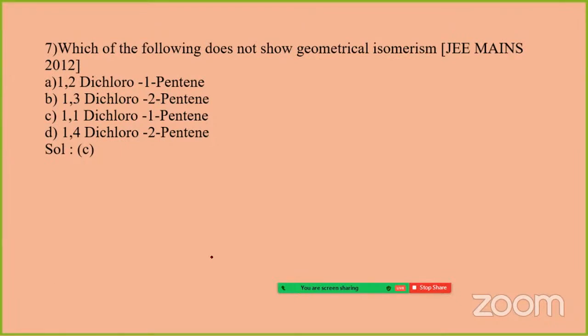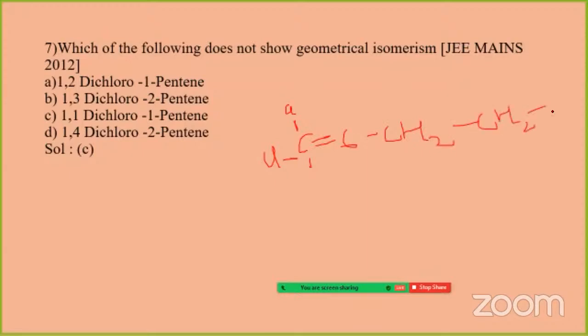Okay, we have to take a double bond between the first and second carbon. That's why it is 1-pentene. Here we have 2 chlorines, so we cannot rotate these chlorines towards the other side, because this side is totally a methyl group, CH2, CH2, and CH3. So it cannot show the double bond.